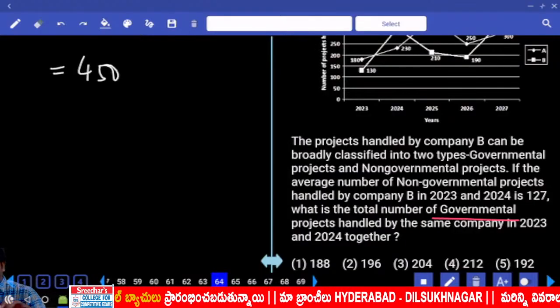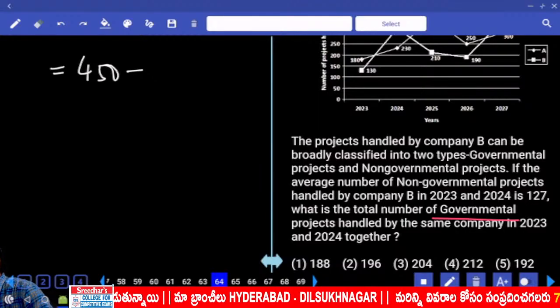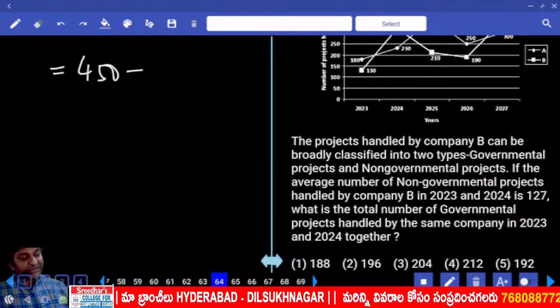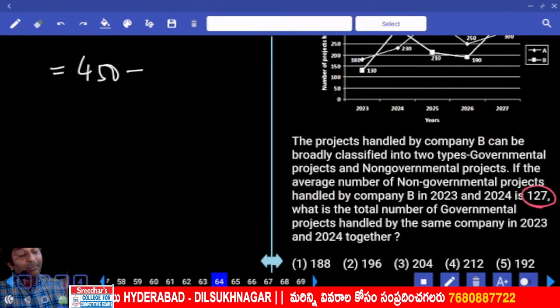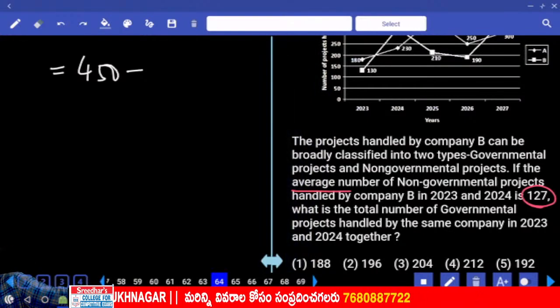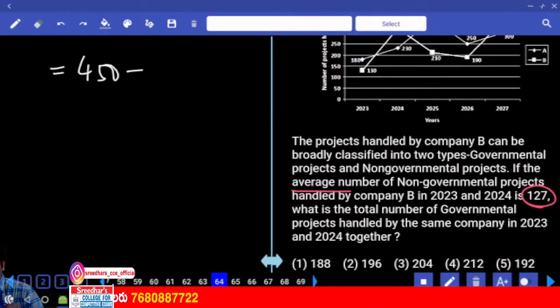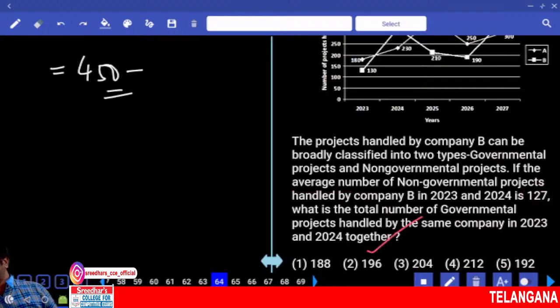So if you want to calculate governmental, from this we have to subtract non-governmental projects. How much is that given? 127. But what is 127? Average for how many years? 2 years. Then the sum will be double 127, which ends with 4. Subtracted from 450, the answer ends with 6. How many options? Only one.